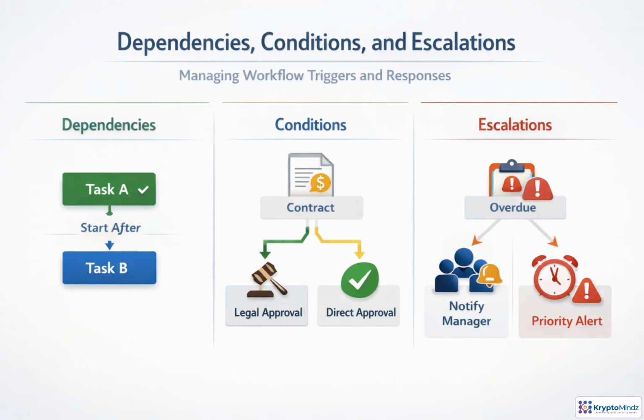Workflow control has three important layers. Dependencies protect order. Task B should not begin until task A is complete. Conditions add judgment. A contract below a threshold can move forward directly, while a higher value contract routes to legal review. Escalations handle time and exceptions. If work sits too long, becomes blocked, or turns urgent, the system notifies the right owner or raises priority. These rules turn a simple task list into a reliable operating process across teams, approvals, and systems.